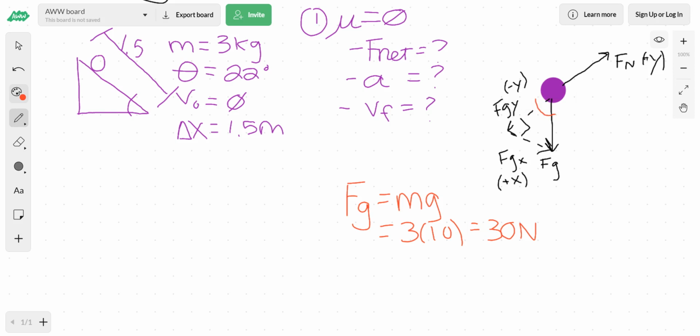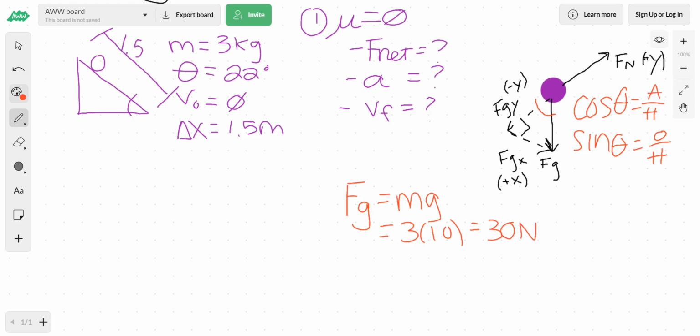And for that, we have our trig functions of cosine, sine, and tangent. Now most of the time we're not going to use tangent, so I'm not even going to bother writing it. But cosine of theta is equal to adjacent over hypotenuse. And the sine of theta is equal to the opposite over the hypotenuse. So with this information, we can figure out FGX and FGY.